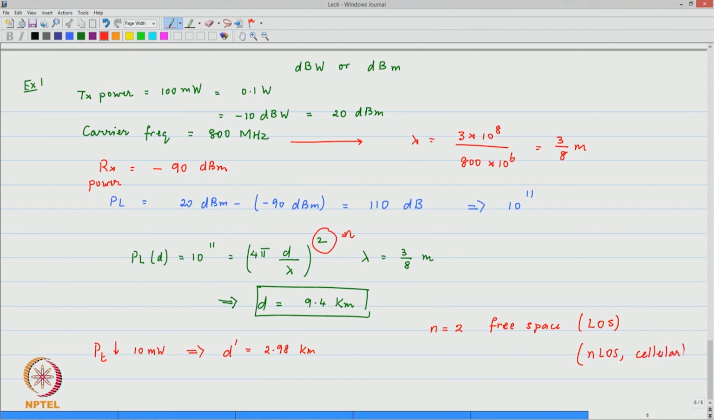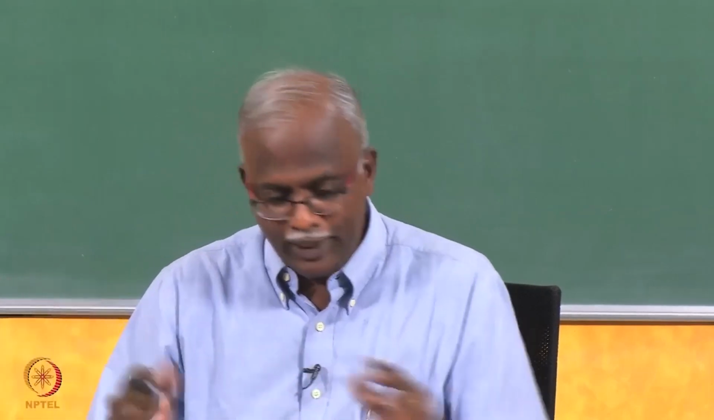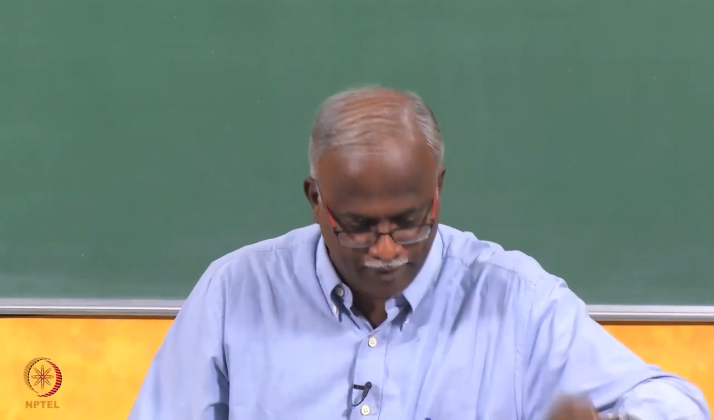So, cellular is non-line of sight, and as you would expect, the losses are more in a non-line of sight system. So, n is typically greater than 2 for a non-line of sight system, typically in the range of 3 to 4, which tells us that the losses will be much more significant when you traverse a distance d. So, with the same transmit power, in a non-line of sight environment, you will be able to transmit the signal to a shorter range as compared to a line of sight system.